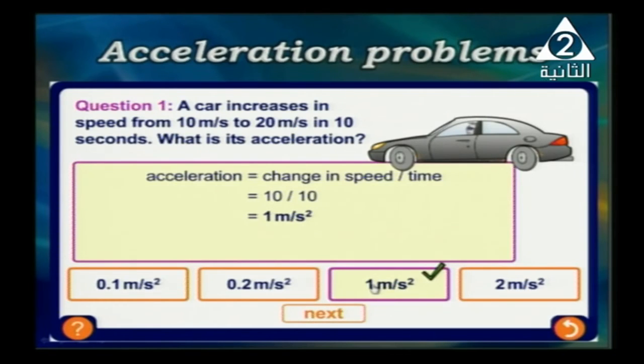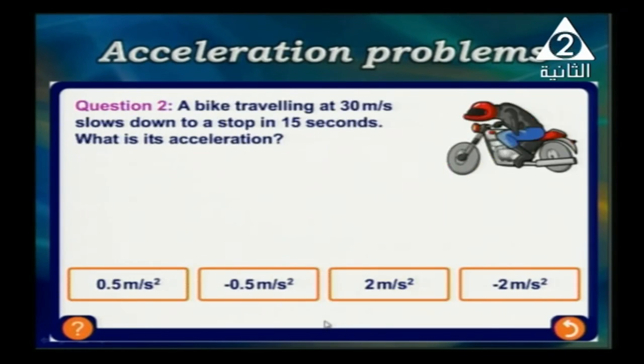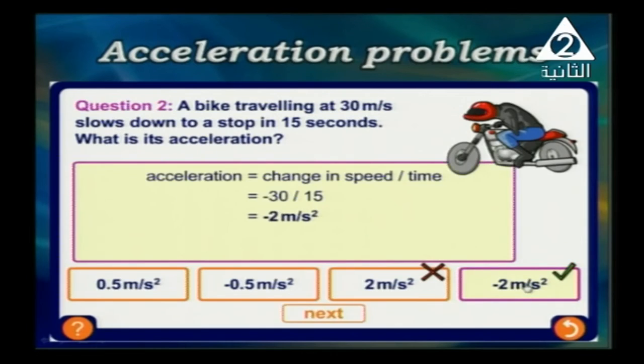second squared. Why? Because acceleration is the change in speed over time. Next, question 2. A bike traveling at 30 meter per second slows down to stop in 15 seconds. What is the acceleration here? 30 divided by 15 equals 2. Is 2 right? It is wrong. Why? Because it slows down, which means negative 2 meter per second squared.